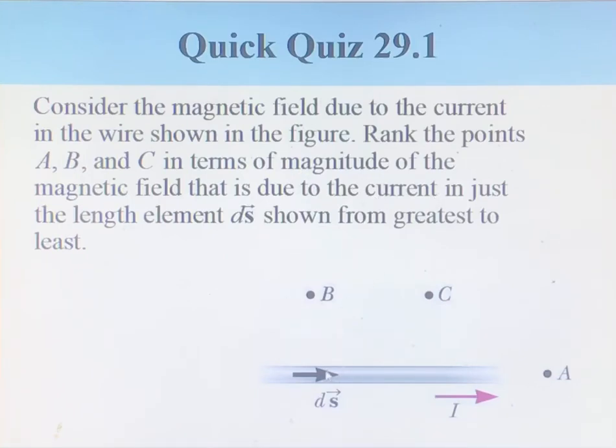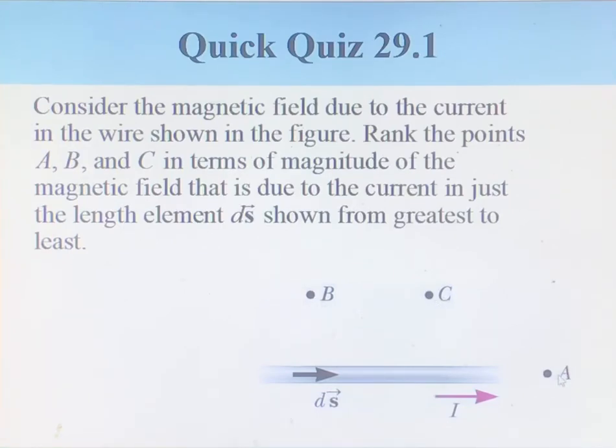Again, if you look at my ds vector here, so if my ds vector is pointing in the i direction, at this point you can say that point B is pointing in the j direction. Meanwhile, point C is pointing at some angle. You can see that the distance from this point to this point is less than the distance from this point to this point. So it means that the magnetic field here at point B would be stronger than the magnetic field at point C.